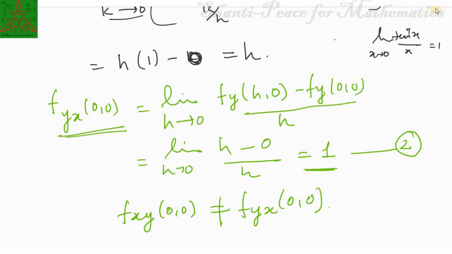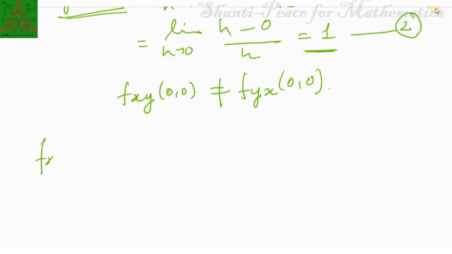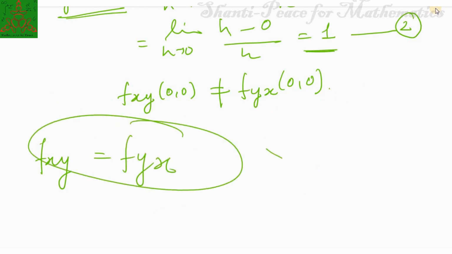Now the question is, under which situation are they equal? Under which situation can you write f_xy as f_yx? That is the question, and that question we will solve in my next coming videos. So you think over that: what condition can I apply on f so that the mixed partial derivatives become equal?